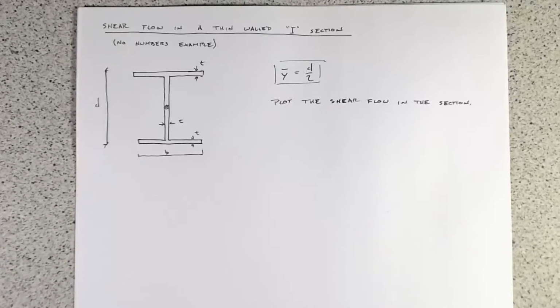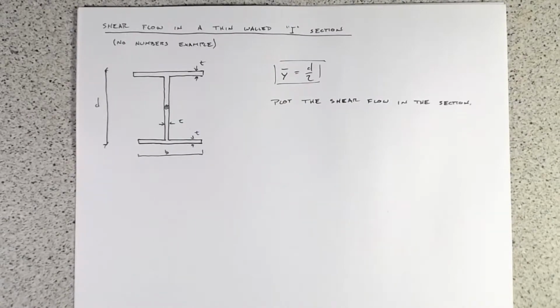In this lecture, we're going to do an example of determining the shear stress distribution, or shear flow, in a thin-walled I-section, and we're going to do it with no numbers. We're just going to do it with variables, hopefully so that by the end we can find some rules for how our shear flow or shear stress varies along a portion of the section, be it a flange or be it a web.